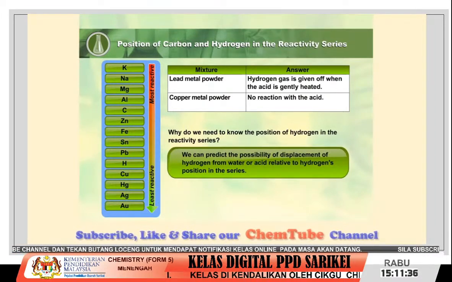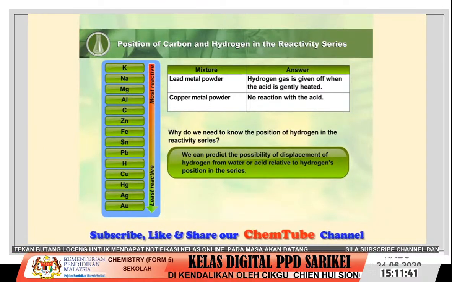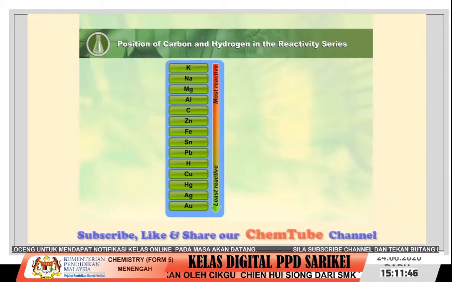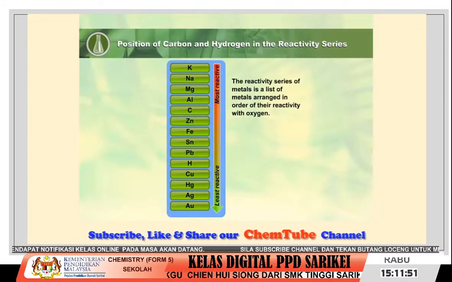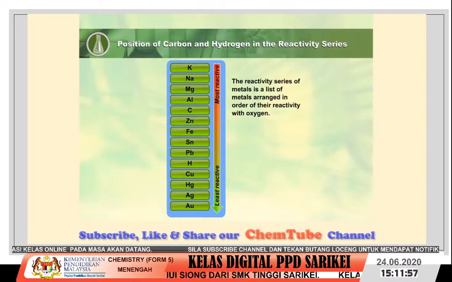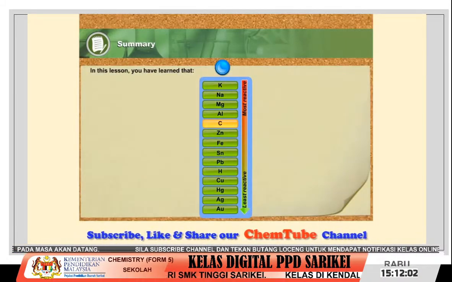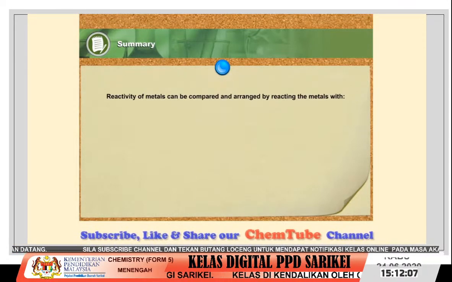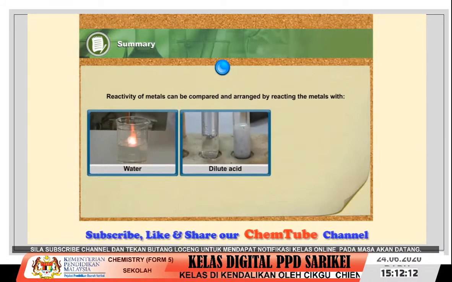We can predict the possibility of displacement of hydrogen from water or acid relative to hydrogen's position in the series. The reactivity series of metals is a list of metals arranged in order of their reactivity with oxygen. The metal at the top of the list is most reactive. In this lesson, you have learned that the reactivity of metals can be compared and arranged by reacting the metals with water, dilute acid, and oxygen.